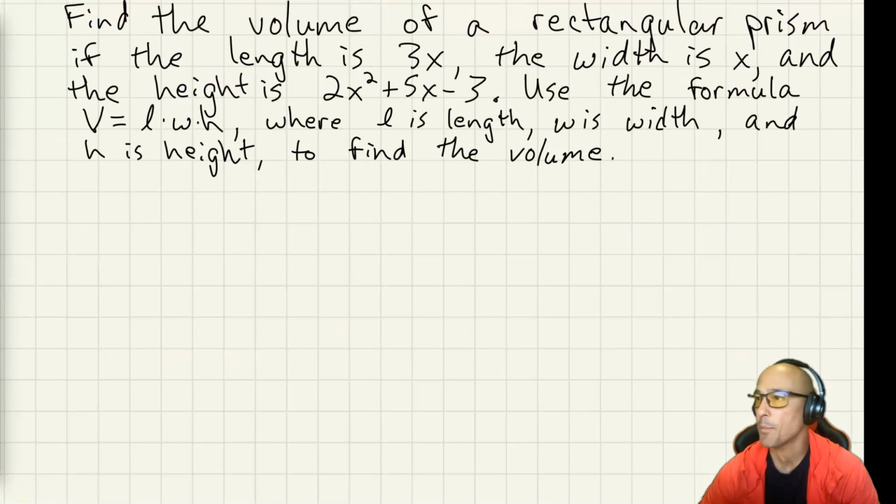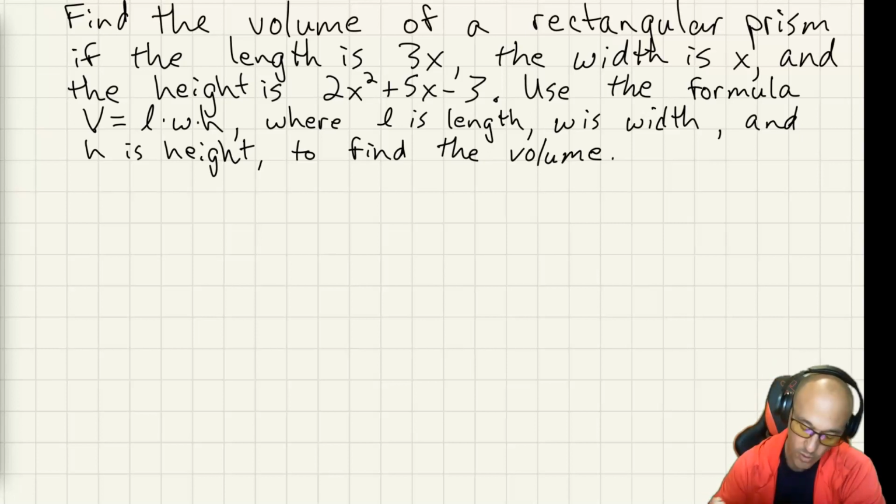All right, here's one last problem we're going to look at in this video. Find the volume of a rectangular prism if the length is 3x, the width is x, and the height is 2x squared plus 5x minus 3. Use the formula volume V equals L times W times H, where L is length, W is width, and H is height to find the volume.